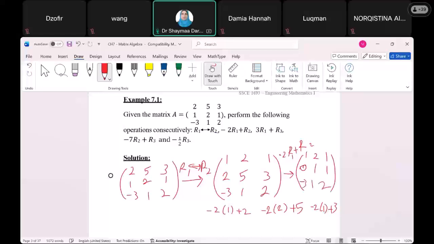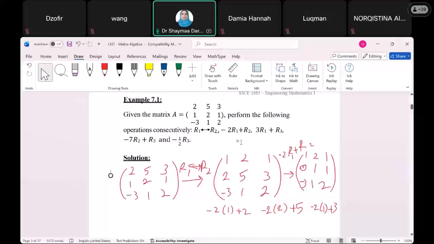So what I did here, I multiplied the first row by 2, adding to the second one. Minus 2 times 1 minus 2 plus 2, 0. Minus 2 times 2 minus 4 plus 5, 1. Minus 2 times 1 minus 2 plus 3 is 1. And the third row is minus 3, 1, 2.